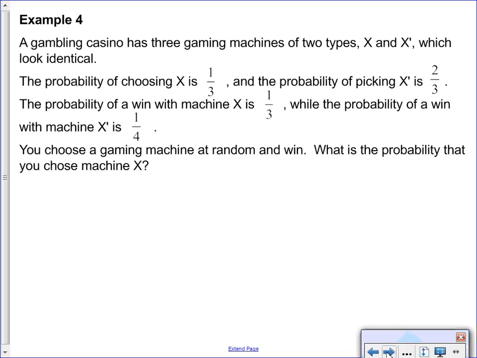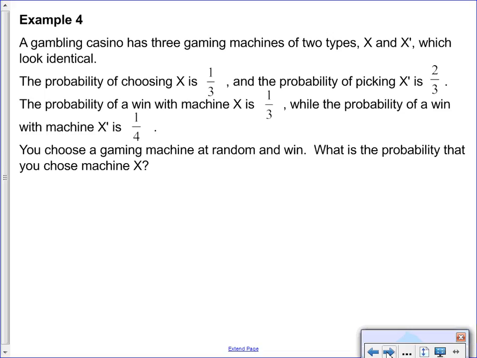Probability of choosing the first machine is 1/3. Probability of picking the not X machine would be 2/3. So I'm thinking the winning machine is 1/3 and the loser machine is 2/3, because there should be more loser machines since the house always wins. So the probability of winning on the first machine is 1/3, while the probability of winning on the other machine is 1/4. You choose a game machine at random. What's the probability you chose machine X? This is a good deployment of Bayes theorem.